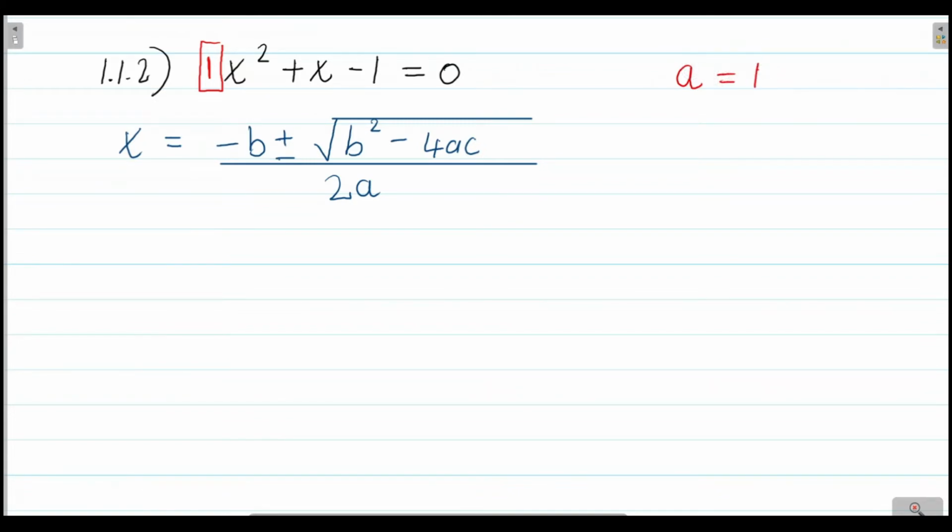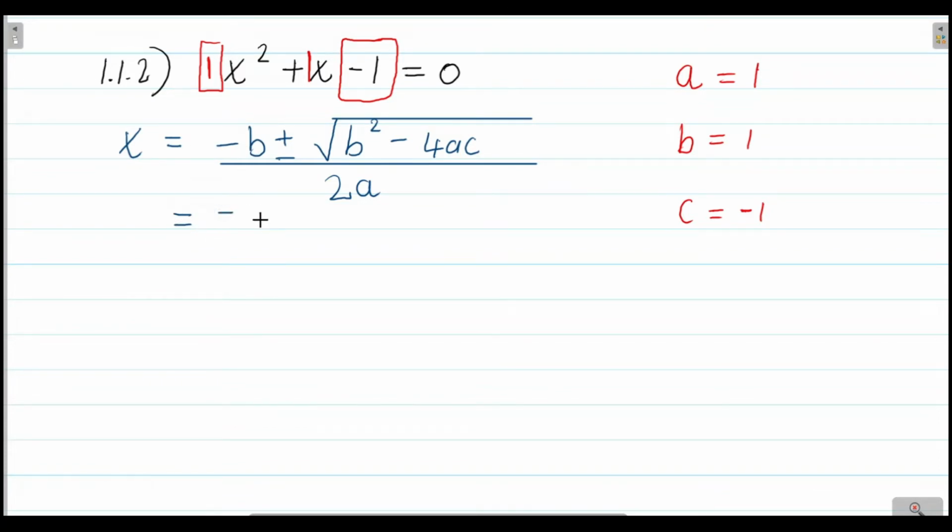Okay, what is your B? Your B is your coefficient for your x, right? We also know that there's an invisible 1 there, right? So your B is also equal to 1. And then what is your C? C for constant, right? So that is our constant there, and your C is equal to -1, right? And then you're simply going to substitute all these values into your quadratic formula.